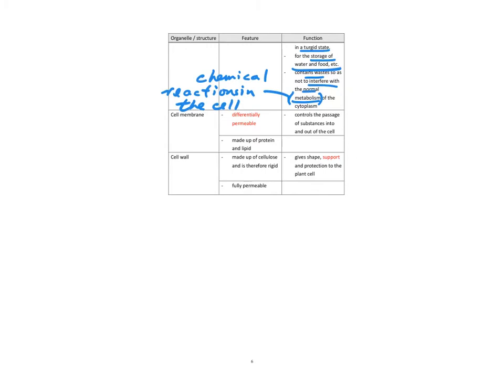So these wastes are compartmentalized, confined inside the vacuole so that they don't interfere, don't go into the normal metabolic reactions, and don't affect the normal metabolism of the cytoplasm.